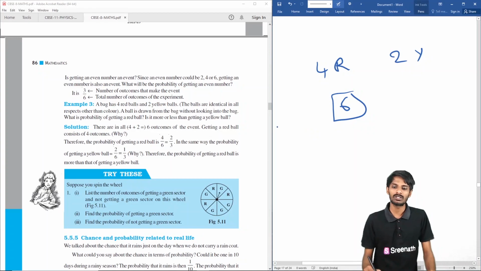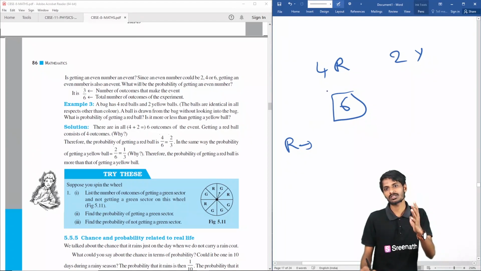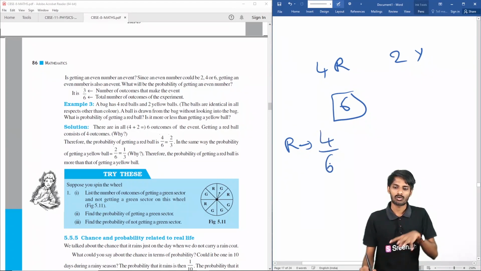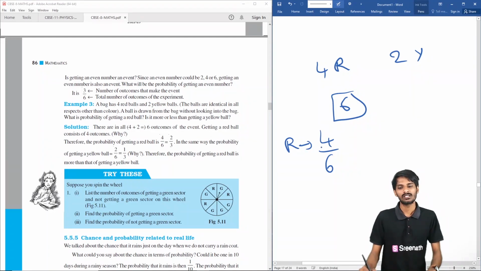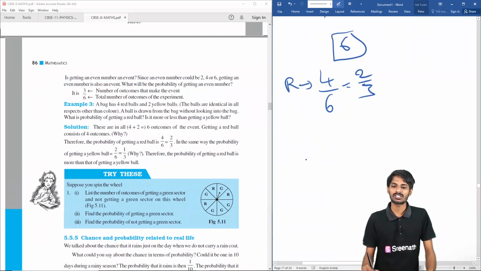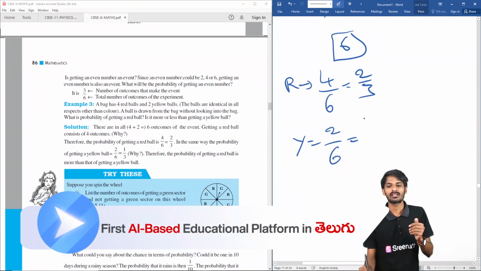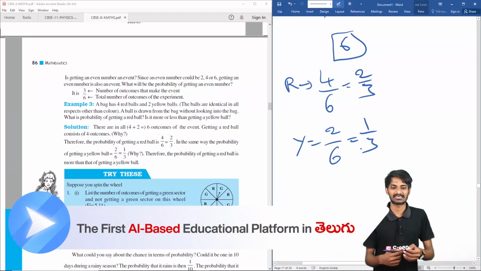So what is the probability for a red ball? The red ball probability means how many red balls are there? We have 4 red balls out of 6 balls. The probability is 4 by 6, which is 2 by 3. And what is the probability for a yellow ball? There are only 2 balls out of the 6 balls. The probability is 1 by 3. That's it, students.